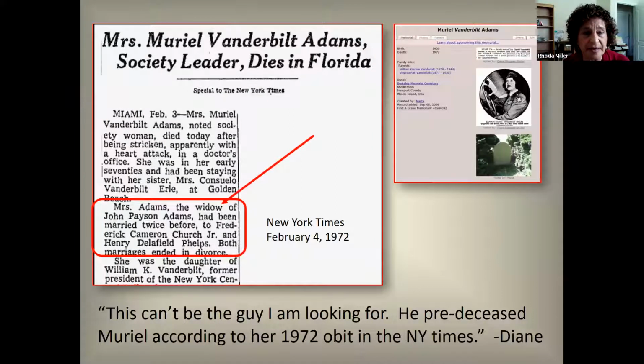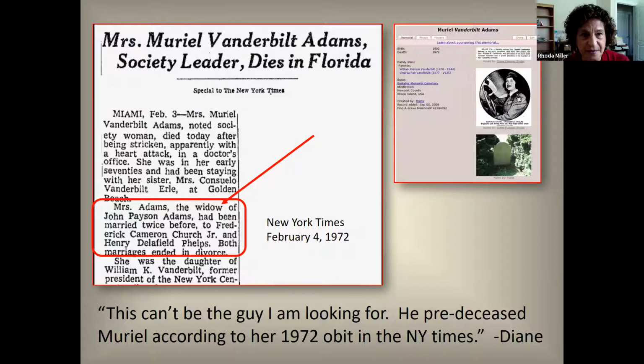Okay, now I found her death. Well, this was an article rather than an obituary. And it says that this is in 1972. We have him dying in 1985. So Mrs. Adams, the widow, it has her as a widow, implying that her husband predeceased her, had been married twice before. It confirms that those marriages ended in divorce.